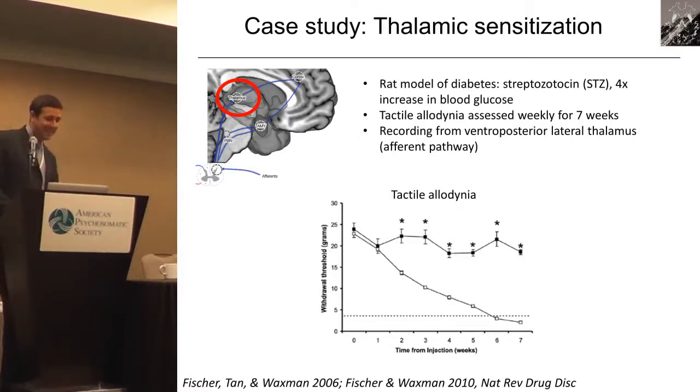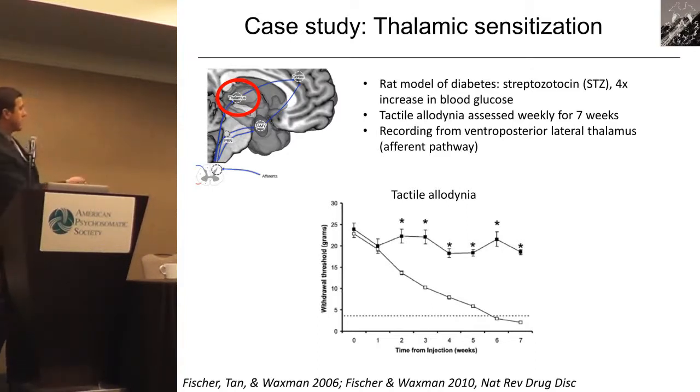Wait, hold on. So here's a case study, and this is from a paper that I find to be very special in this area by Steve Waxman's group. It's a rat model of diabetes. So what happens is, in this model, there's a fourfold increase in blood glucose. There's tactile allodynia. They assess it for 7 weeks. And they record from part of the spinothalamic pathway, the ventral posterior lateral thalamus, so they can demonstrate that those are nociceptive neurons. This is what happens with tactile allodynia.